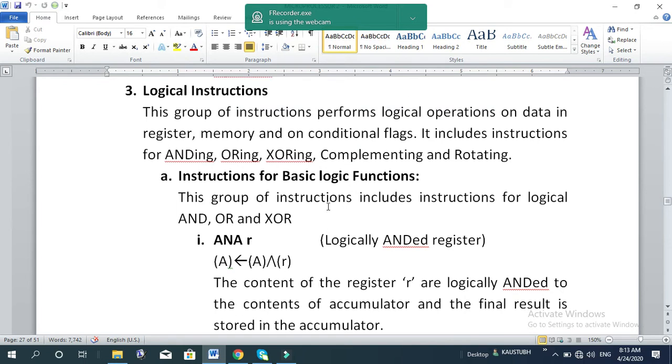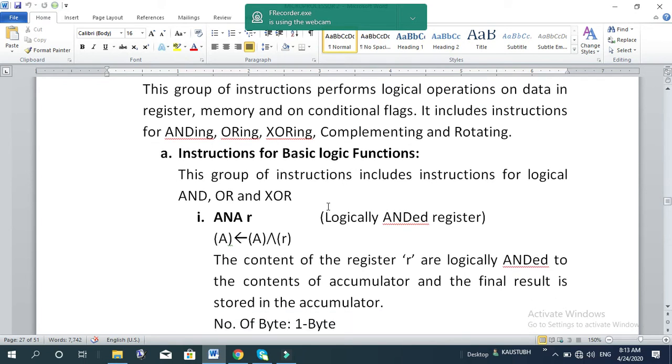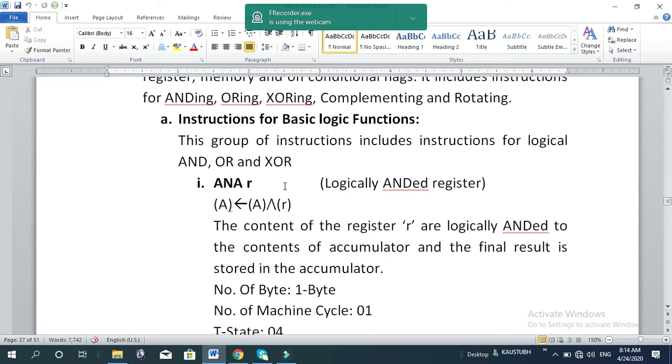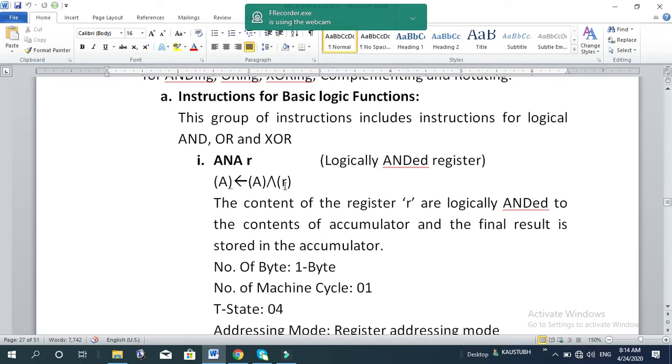Okay, so let's start with the instructions for basic logic functions. Here the basic logic functions include ANDing, ORing, and XORing. Okay, these three only. There are instructions for AND, OR, and XOR, these three basic logic operations. Okay, to start with, the instruction for ANDing.